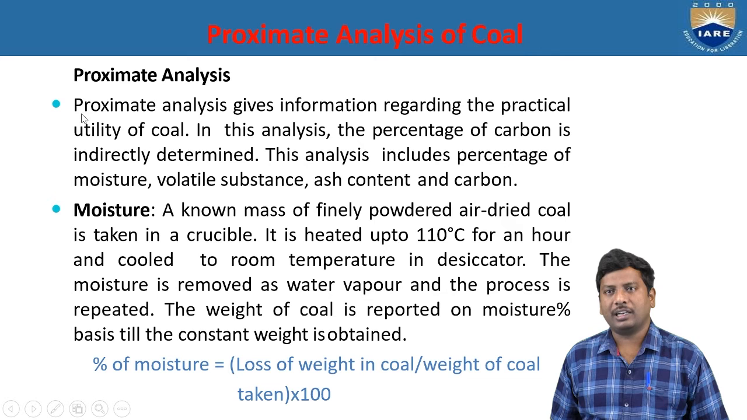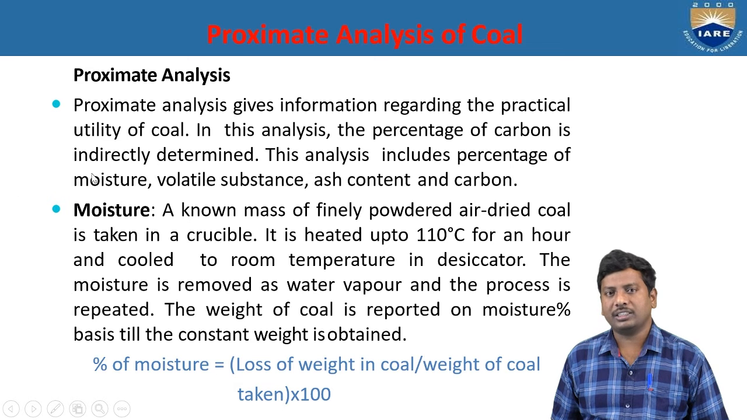Proximate analysis gives information regarding the practical utility of the coal. In this analysis, the percentage of carbon is indirectly determined, and it includes the percentage of moisture, volatile matter, ash content, and carbon. So it involves mainly four contents: first one is moisture, second one is volatile matter, third one is ash content, and the final one is fixed carbon. Now let us see the first content, moisture.